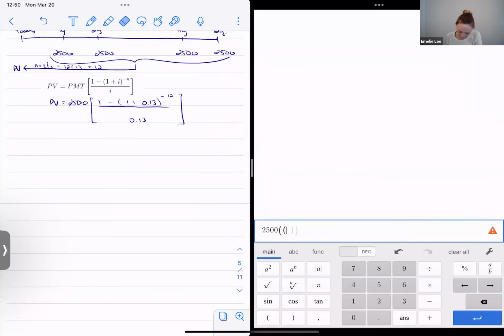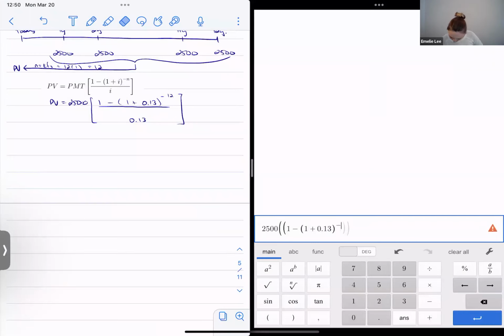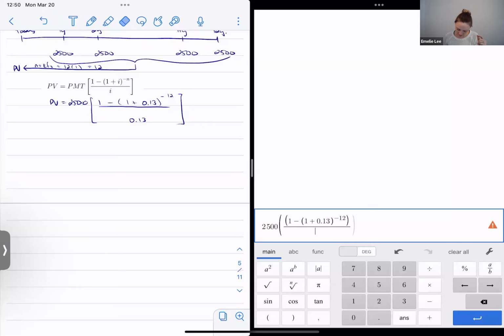2,500, being super careful with my brackets, right, is going to be 1 plus minus bracket 1 plus 0.13. Close the bracket to the power of negative 12, making sure that negative 12 is all in the power. Then I'm going to close the bracket around, but step it down first. There. And then I can divide by 0.13. Close the bracket.